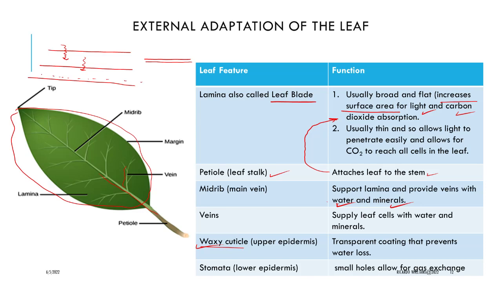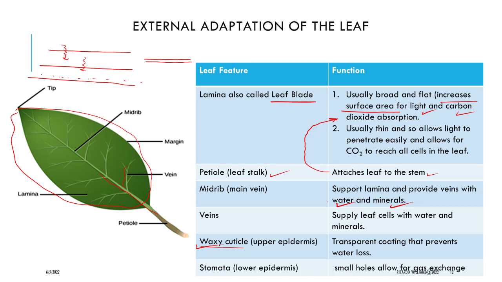Remember that the leaf is held out there in the sun because the sun provides the energy. So the leaf is going to be spread into the sun. In order to prevent the leaf from drying out, the upper surface, the epidermis, is covered in a transparent waxy cuticle. Finally, the lower surface of the leaf, under the lower epidermis, contains the stomatal pores, those tiny holes that allow for gaseous exchange.